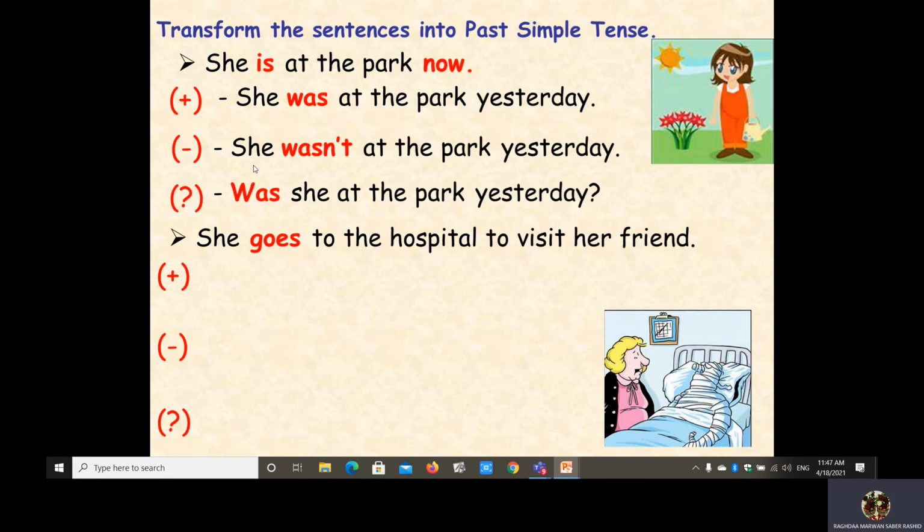Question: was she at the park yesterday? So we start with was. Was she at the park yesterday?